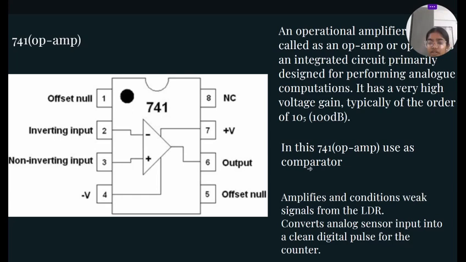In this digital object counter, the 741 operational amplifier is used as a comparator. It takes analog input from a sensor such as an LDR, light dependent resistor, first amplifies the weak signals, and second conditions them into a digital pulse suitable for the counter circuit.